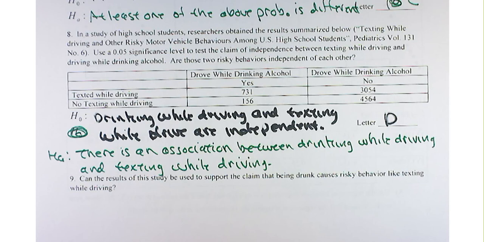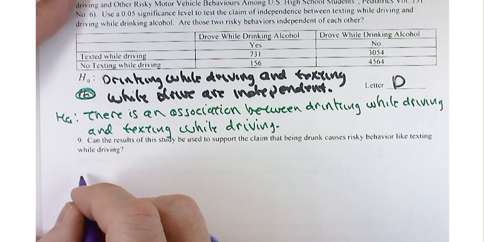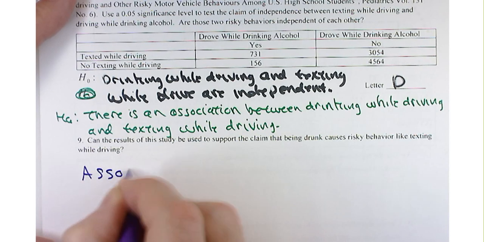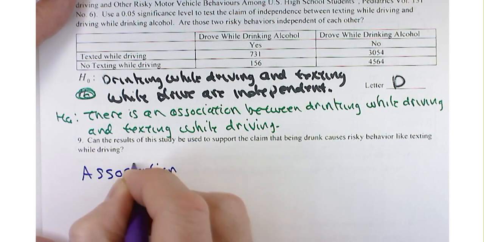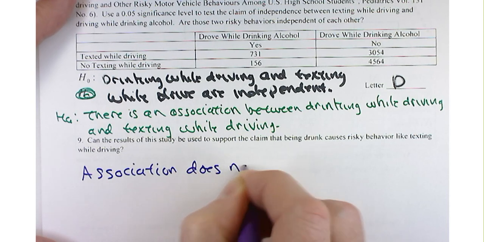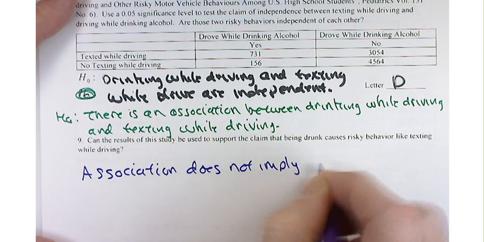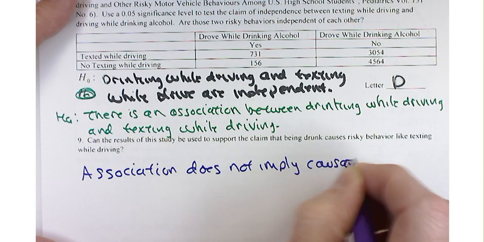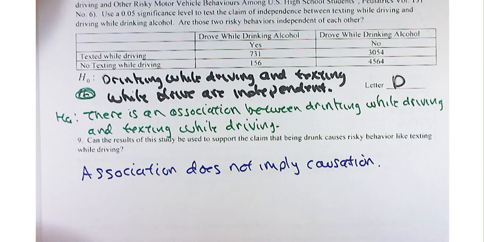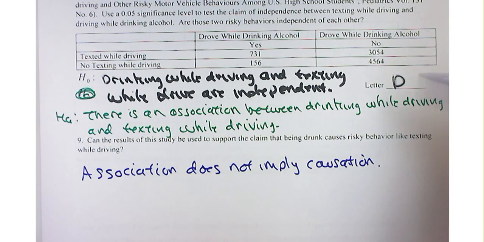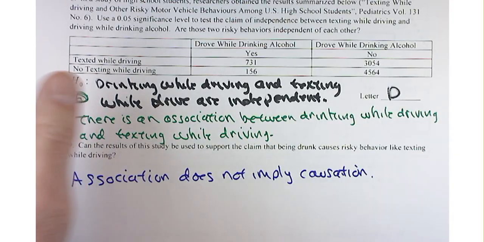So that's really the point that I'm getting to. Association does not imply causation. And if there was a cause and effect relationship, which one causes the other one? I mean, it might be that texting causes drunk driving. Who knows? We can't prove causation with this kind of study. All right, let's keep going.